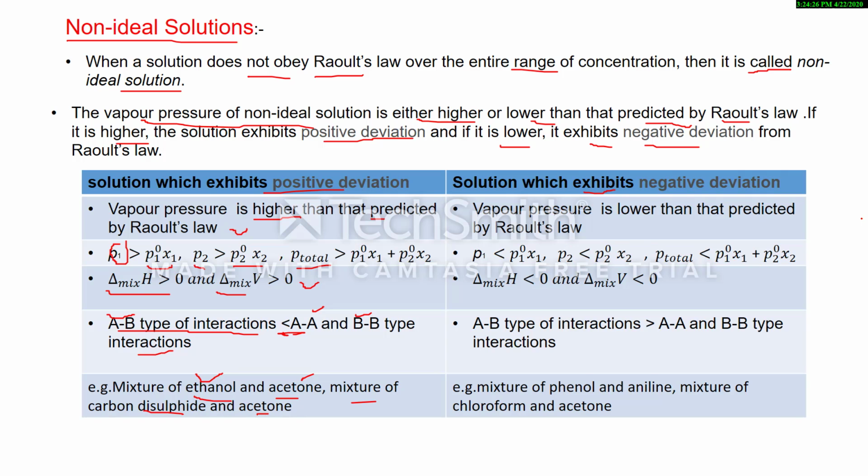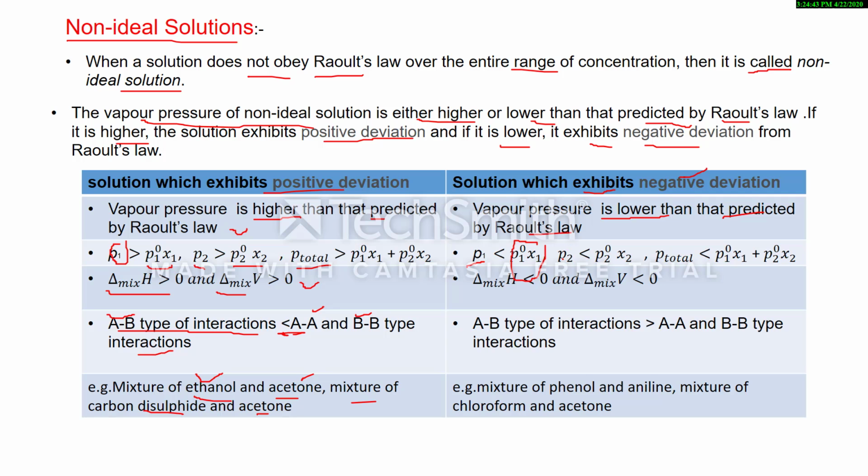Now come to the solution which exhibits negative deviation. In this case, vapor pressure is lower than that predicted by Raoult's law. Lower means that the partial vapor pressure of component 1 is less than the product of these two terms.